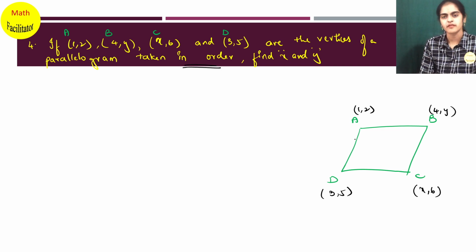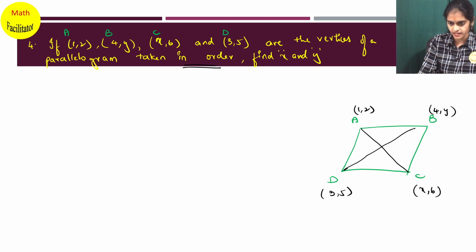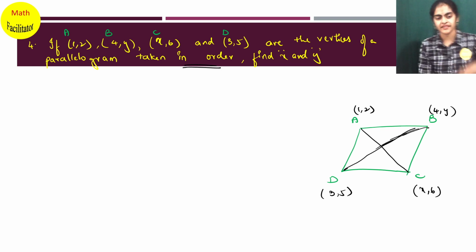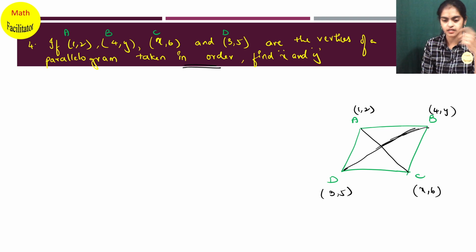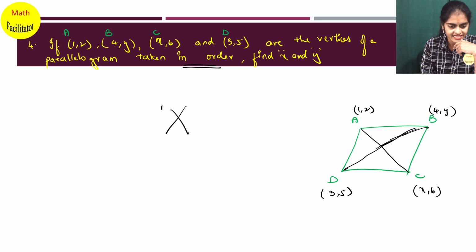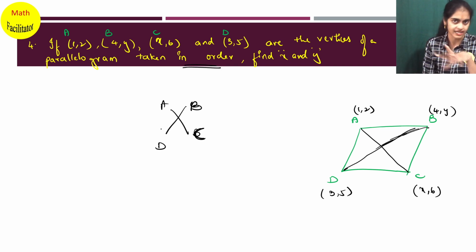Very simple concept of a parallelogram is that diagonals in a parallelogram bisect each other. Whenever a parallelogram question is given to you, you should immediately remember that diagonals in a parallelogram bisect each other. Now, what is the meaning of bisect each other? If I say this is line AC and this is line BD, and these two lines are bisecting each other, what is the meaning of bisect? Bisecting means dividing into equal parts.